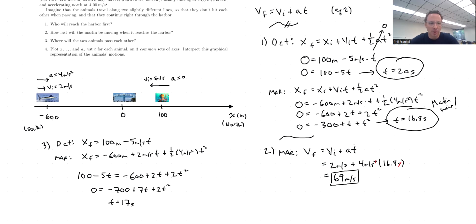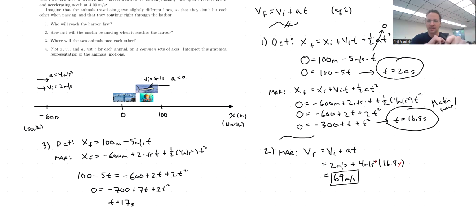17 seconds. So the Marlin gets to the harbor at 16.8 seconds. At that time, the octopus is going to be very close to the harbor, but not quite there. And then 0.2 seconds later, from 16.8, 0.2 seconds later is 17 seconds. The Marlin and the octopus are now at the same location. But the octopus doesn't get to the harbor until 3 seconds after that, 20 seconds. So far, this is all very comforting. The Marlin gets to the harbor first at 16.8 seconds. Then the Marlin and the octopus are in the same location at 17 seconds.